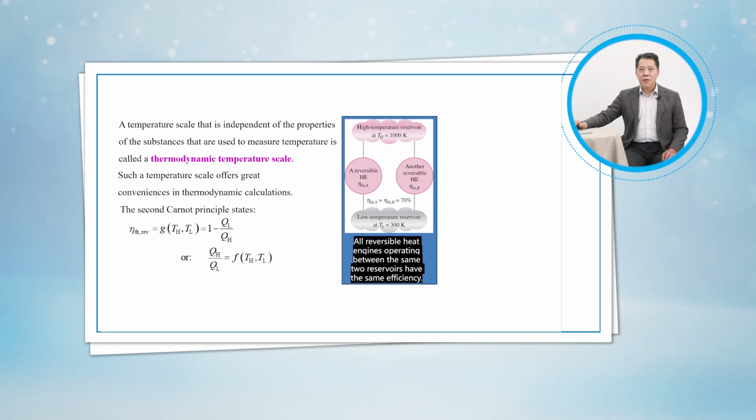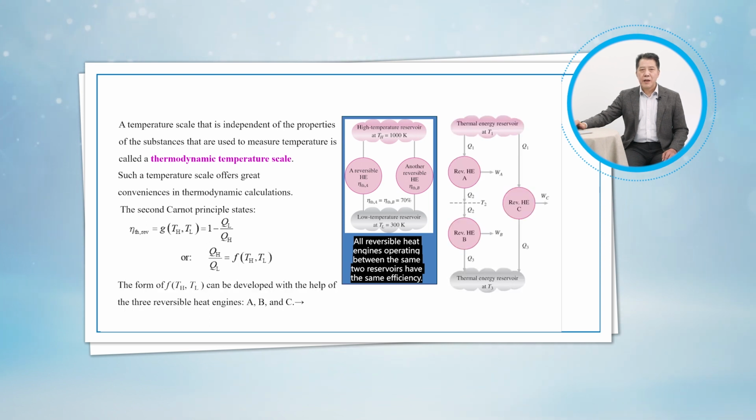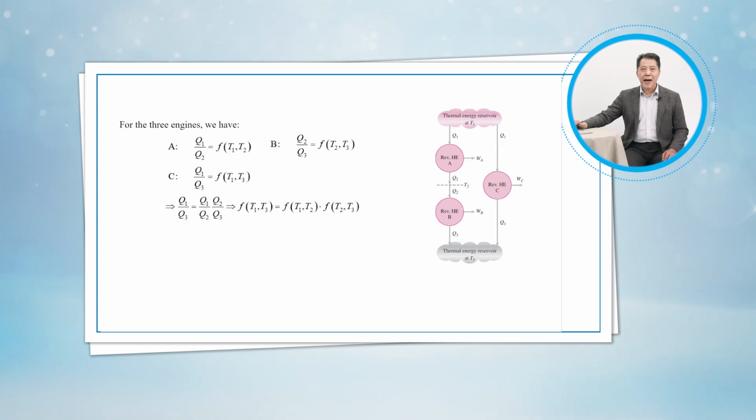Since energy reservoirs are characterized by their temperatures, the thermal efficiencies of reversible heat engines are a function of the reservoir temperatures only. That is, the functional form can be developed with the help of the three reversible heat engines A, B, and C. Applying the former equation to all three engines separately, we obtain an equation.